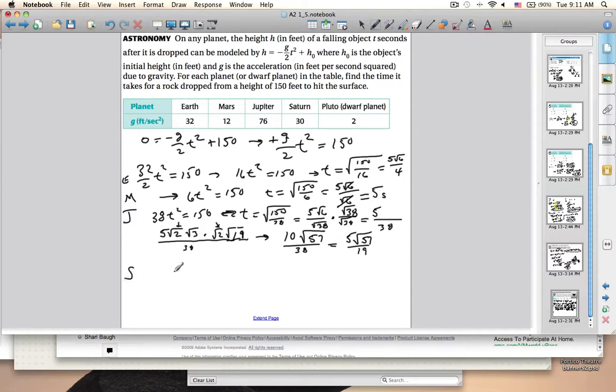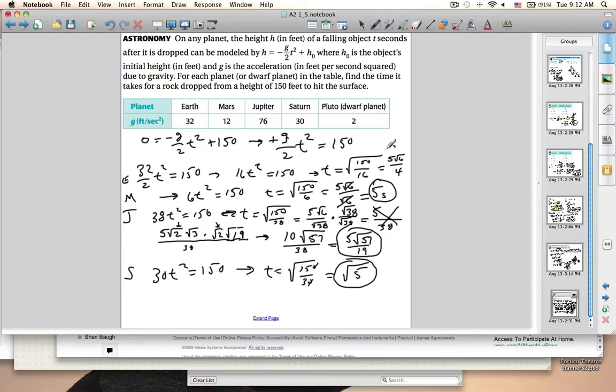If we go to Saturn, I'm going to have 30t squared is equal to 150. So t will be equal to the square root of 150 over 30. Well, 150, right, I can cancel the 10. 150 over 30 is going to equal 5. So it's just root 5. Okay, so I haven't been circling my answers. I should probably do that. Right, I stopped doing that work. This is Earth.